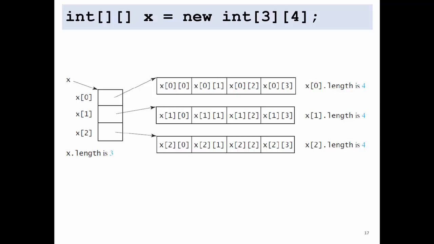Yes? So x dot length is how many rows the whole array has, but x 0 dot length is the number of columns in the 0th row? Yes.